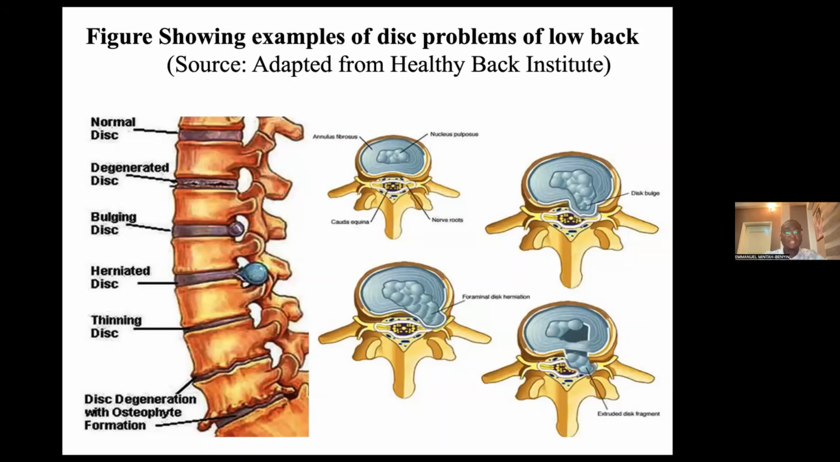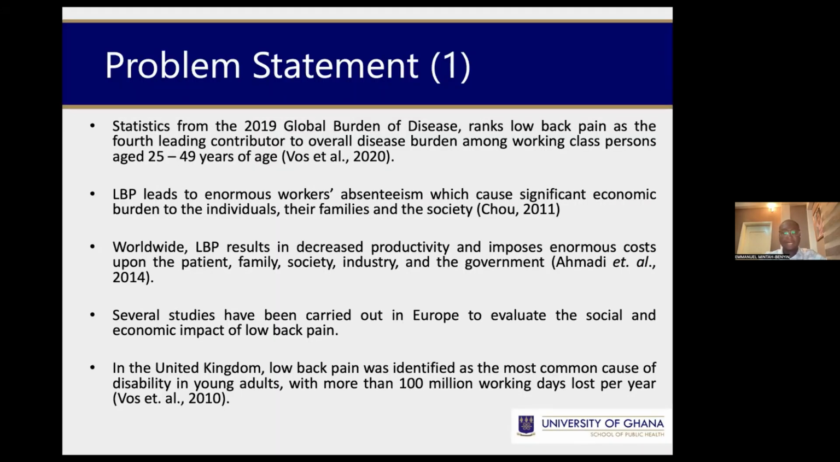And some of the disorders or the pain comes as a result of degenerated disc, bulging disc, herniated disc, and also thinning of the disc. And you can have disc degeneration with osteophyte formation, which usually results in what we call spondylosis. Some of these disorders actually compress on the nerve, and it presents as pain in the lower back.